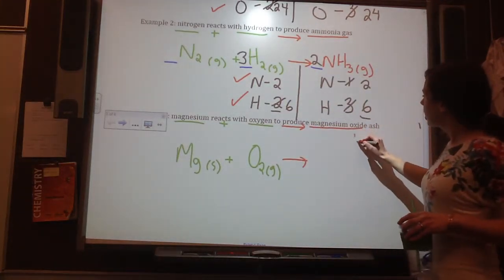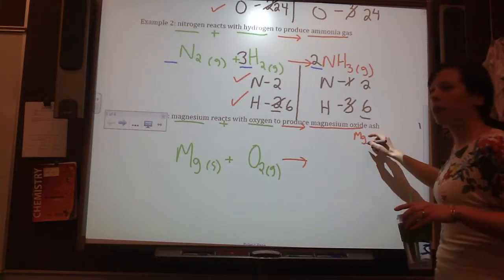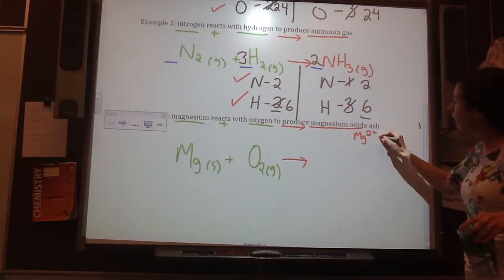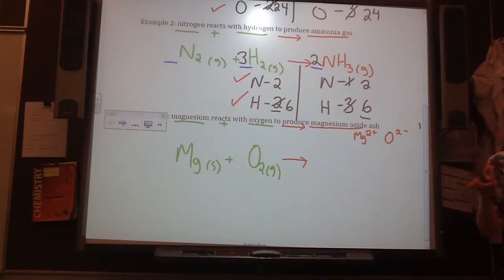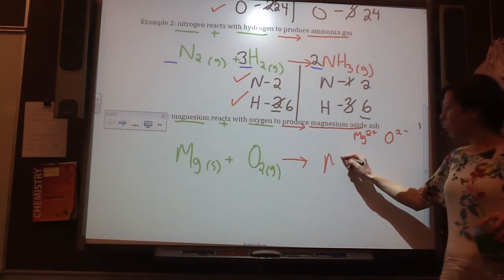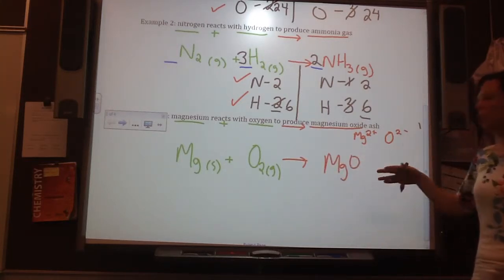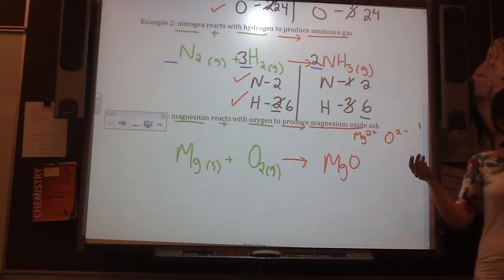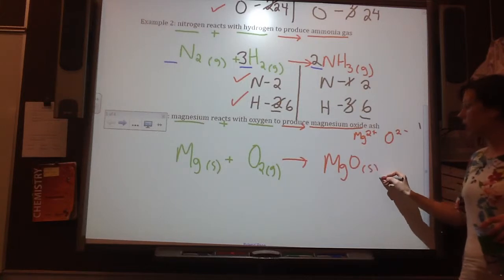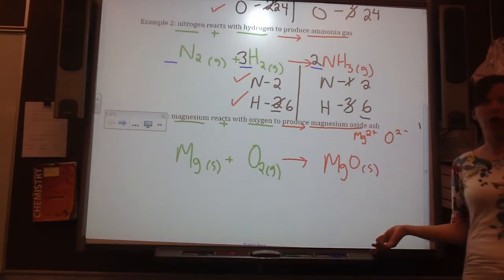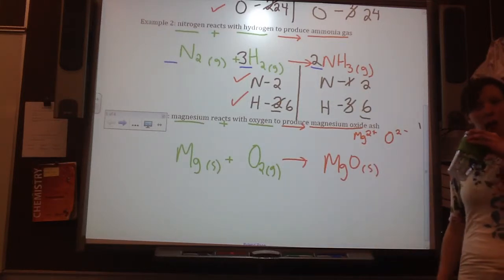Now when you do this, you have to keep in mind this is an ionic compound, so you think to yourself, Mg2+ and O2-. You do your crisscross, MgO. You're going to have to use that technique when you're doing this. And we put a solid because we know it's ash. Ashes are solids, they're not liquids, right?